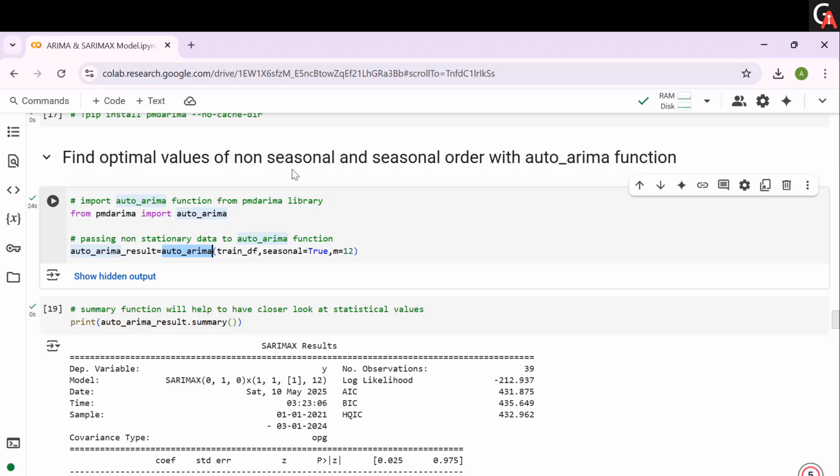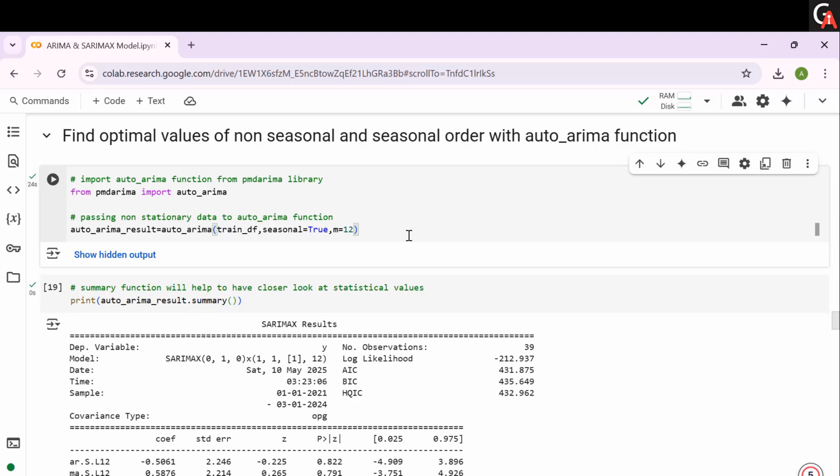So what is that? Non-seasonal order means the values of small p, d, q, and the seasonal order means the values of capital P, D and Q, and the value m, the seasonal period for which we are trying to predict the sales. We have already seen that our data has some seasonality, so that's why we will be using this SARIMAX model, and the AutoArima function is the best function to give the values of the p, d, q, the non-seasonal order and also the seasonal order.